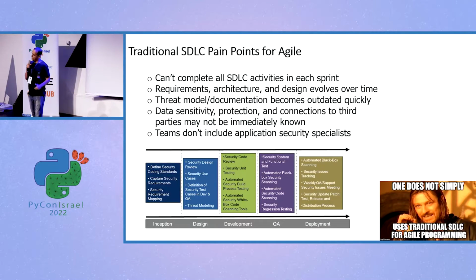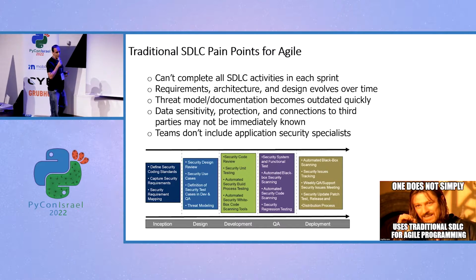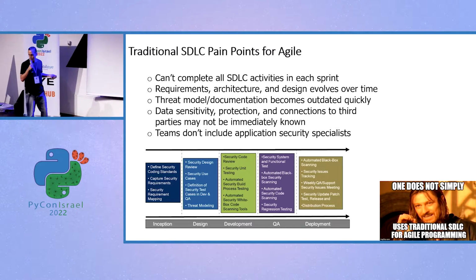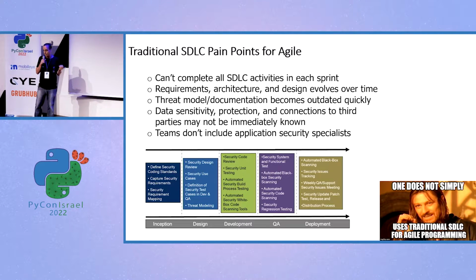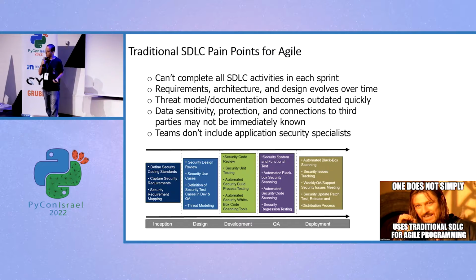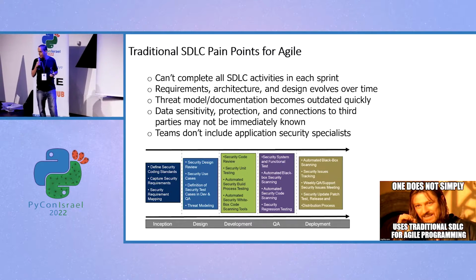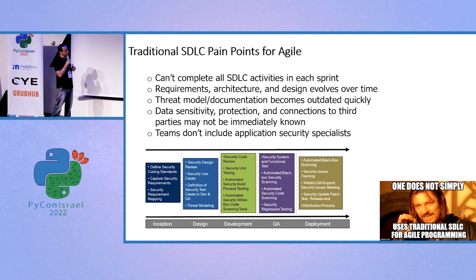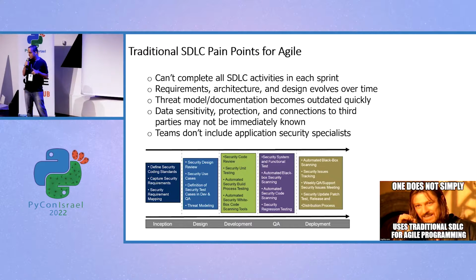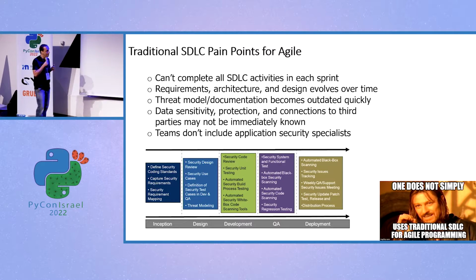And as a result, you cannot take the traditional security development lifecycle methodologies and implement them with Agile. You cannot complete all the activities in one sprint. The requirements and architecture evolve over time. If you have some basic threat model documentation, it becomes outdated very quickly because the system keeps changing. If you have sensitive third-party connections, you might not initially know them. And your team doesn't include in-house application specialists because they are smaller teams.